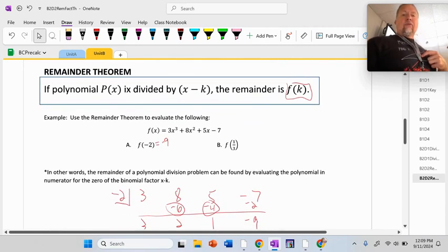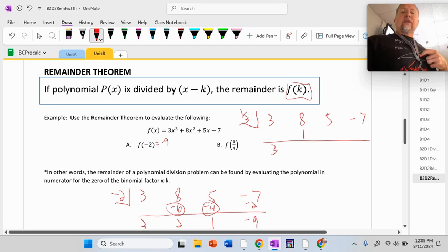All right, and then 1/3. Don't have a conniption about 1/3. It's just a fraction. And notice I have 3 there, so it's probably going to work out nicely. 5 and -7. Bring down the 3. 1/3 of 3 is 1. 1/3 of 9 is 3. No, 5 plus 3 is 8. 1/3 of 8 is 8/3.